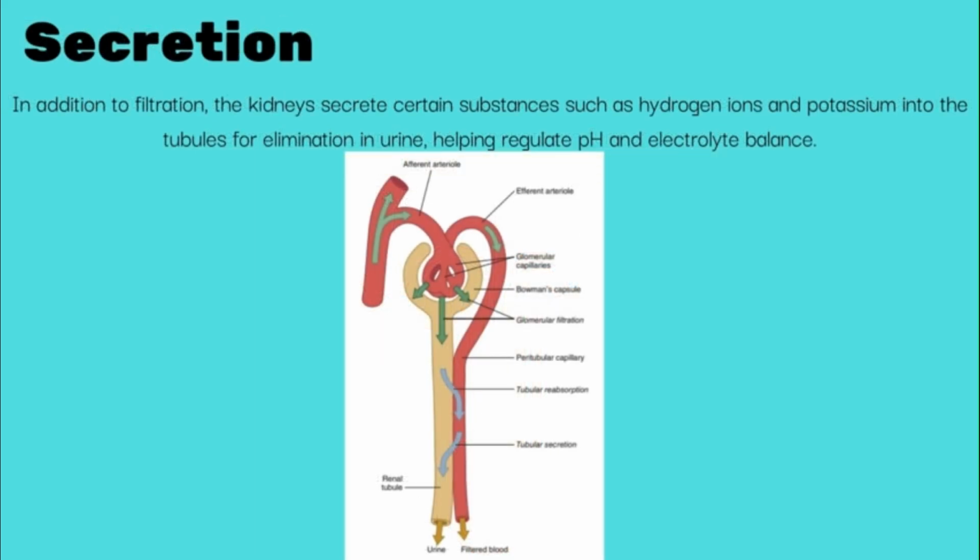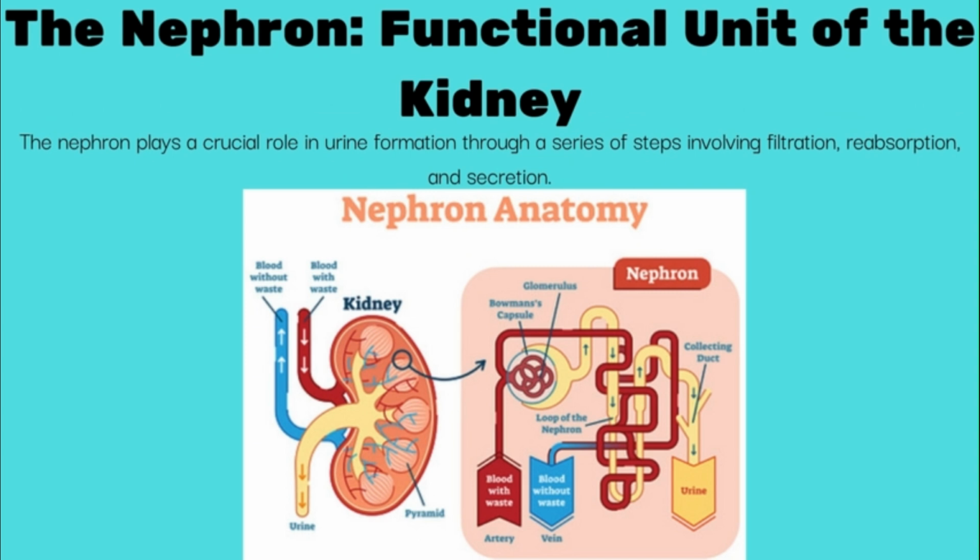Secretion. In addition to filtration, the kidneys secrete certain substances such as hydrogen ions and potassium into the tubules for elimination in urine, helping regulate pH and electrolyte balance. The nephron, functional unit of the kidney. The nephron plays a crucial role in urine formation through a series of steps involving filtration, reabsorption, and secretion.